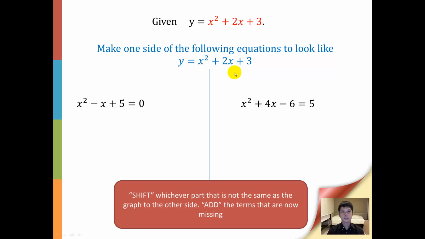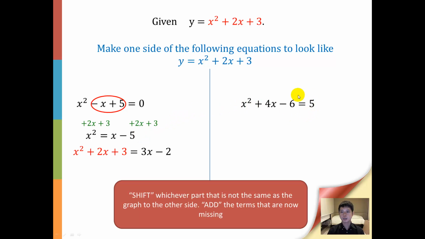Let's look at 2 more examples here. Which part is not the same as the curve? Yes, this part here is not the same, and hence we will need to shift it to the other side. Next, we will need to add back the terms, which is 2x plus 3, on both sides. Simplifying, we will have x squared plus 2x plus 3 equals 3x minus 2.